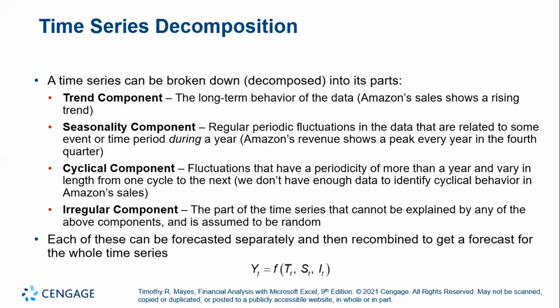Irregular component, the part of the time series that cannot be explained by any of the above components and is assumed to be random. Each of these can be forecast separately and then recombined to get our forecast for the whole time series.